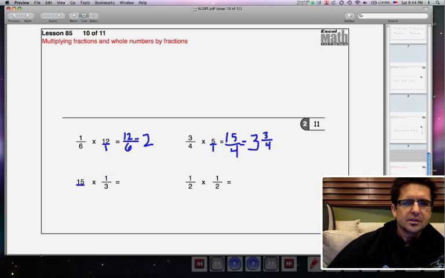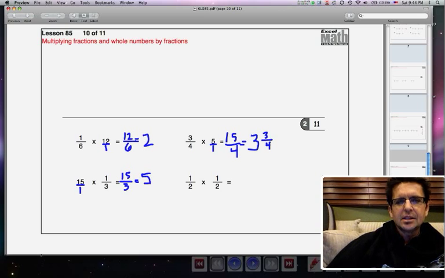On this problem down here, 15 becomes 15 over 1. 15 times 1 is 15. 1 times 3 is 3. 15 over 3 is an improper fraction. 15 divided by 3 is equal to 5 wholes. And the last one, 1 times 1 is 1. 2 times 2 is 4. And so the answer is 1/4.